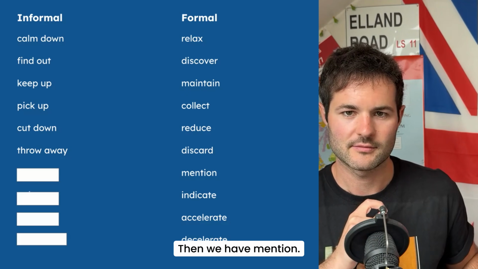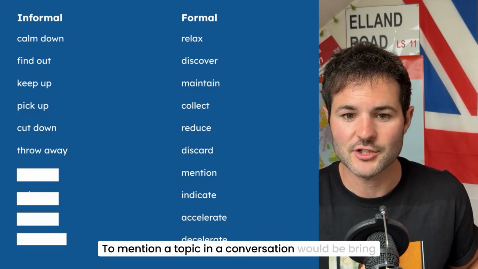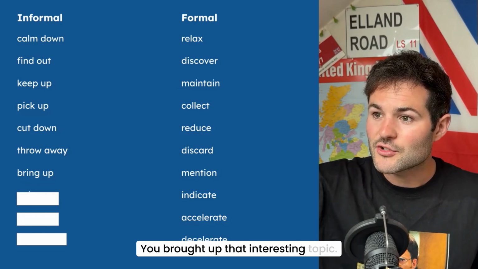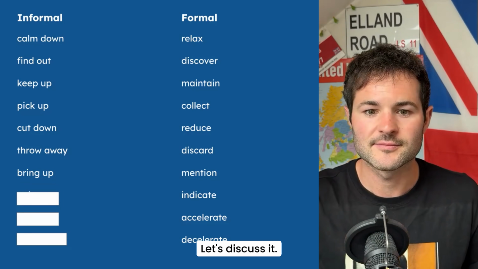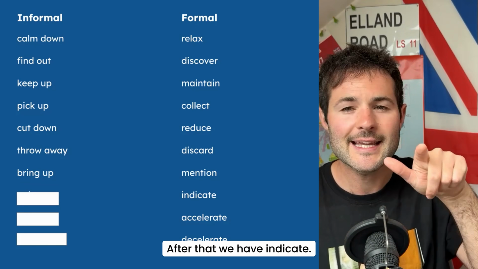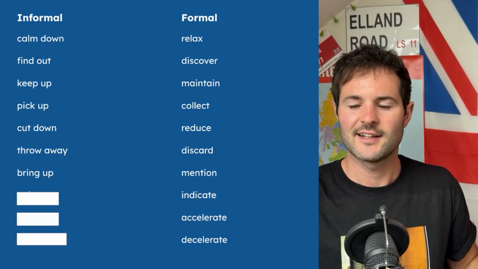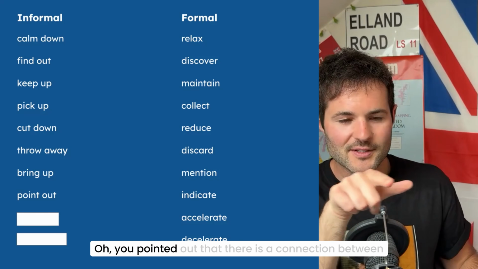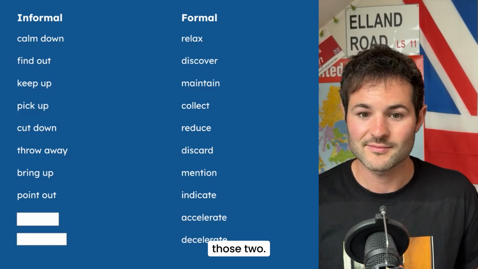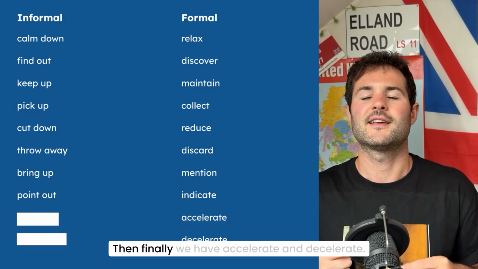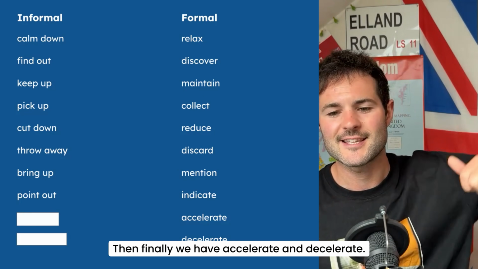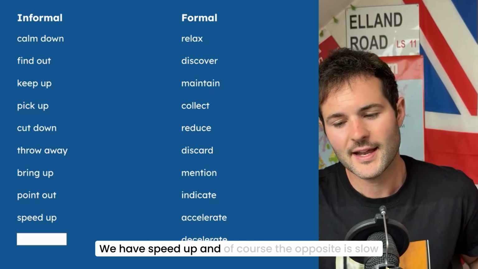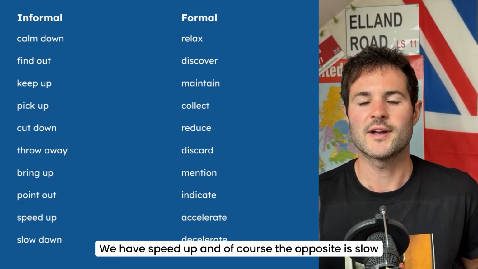Then we have mention. To mention a topic in a conversation would be bring up. You brought up that interesting topic. Let's discuss it. After that, we have indicate. A phrasal verb is point out. Oh, you pointed out that there is a connection between those two. You indicated it. Then finally, we have accelerate and decelerate. What are the phrasal verbs? We have speed up, and of course, the opposite is slow down.